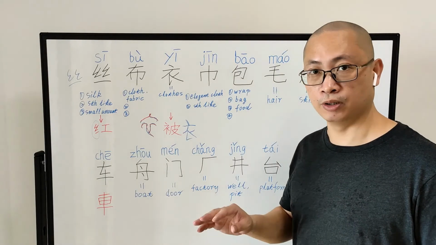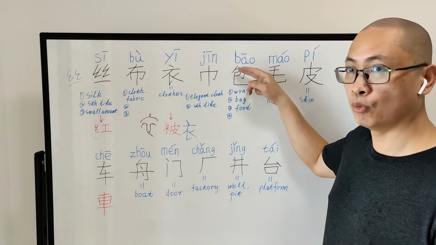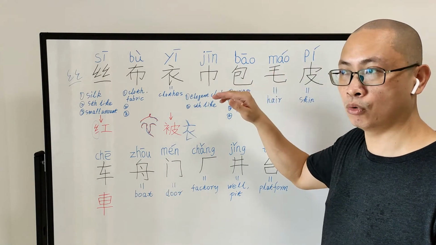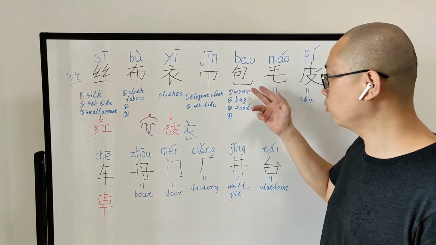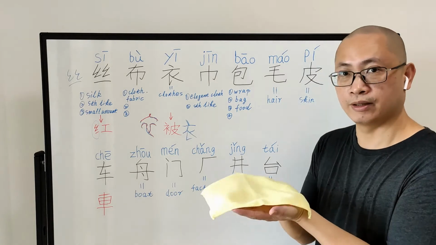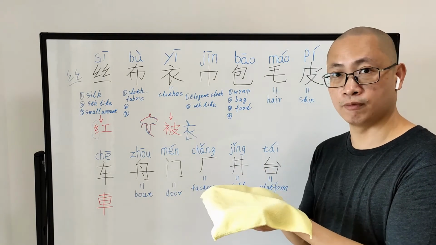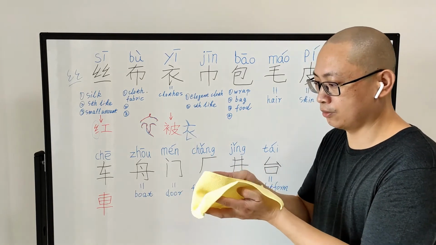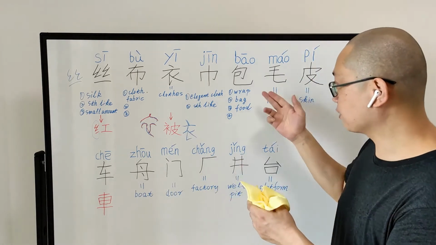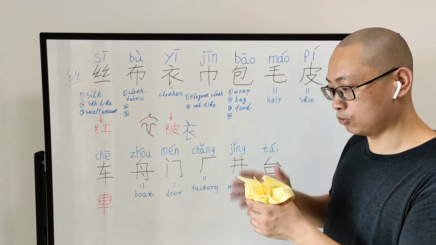And next character, 包, bao, first tone. Check this. This is a piece of cloth, and I wrap it. Okay, and I wrap it. The first meaning is wrap, 包, wrap.